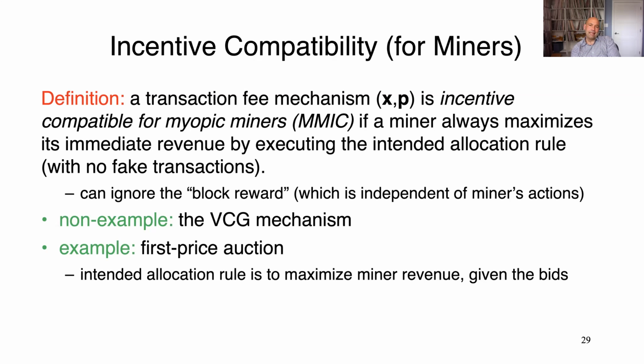So the VCG mechanism, it is DSIC, it is not MMIC. First price auction is not DSIC, right? You definitely don't want to be truthful in a first price auction. You always want to underbid, but it is at least MMIC, okay? So I've told you 3 of the 4 challenges. I told you 2 of the 3 incentive compatibility guarantees. Let's knock off the last one of each of them.